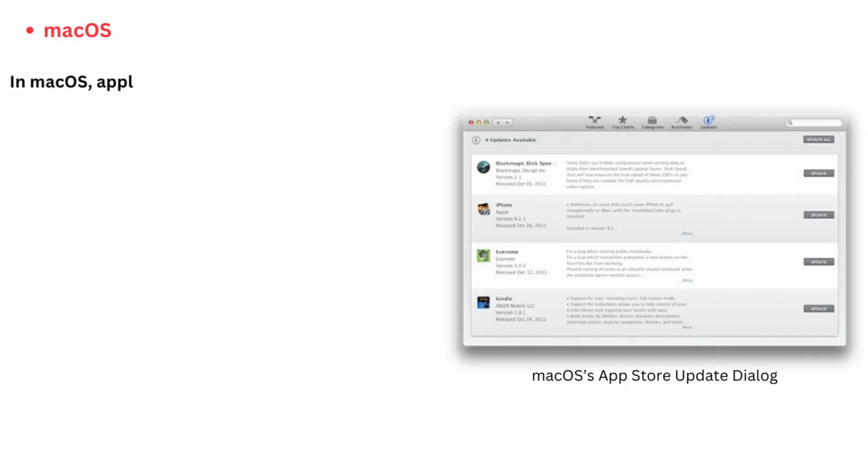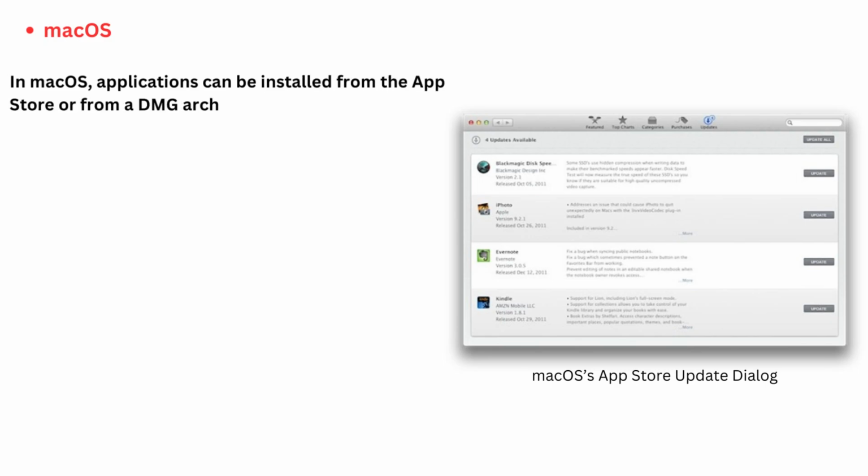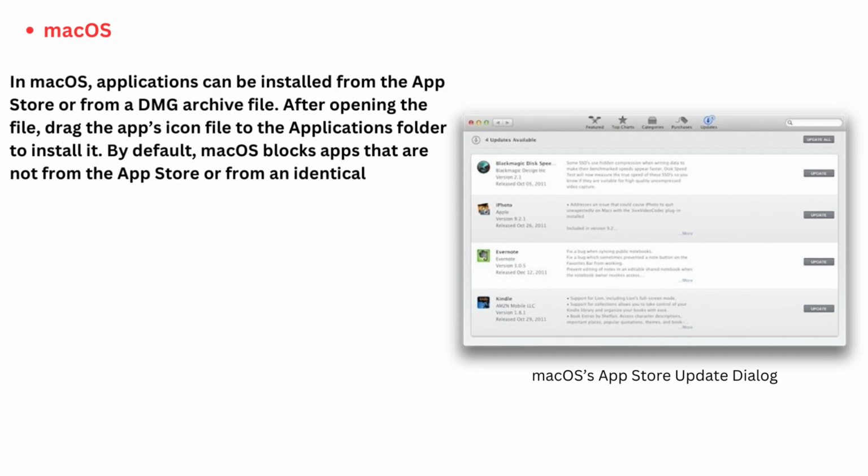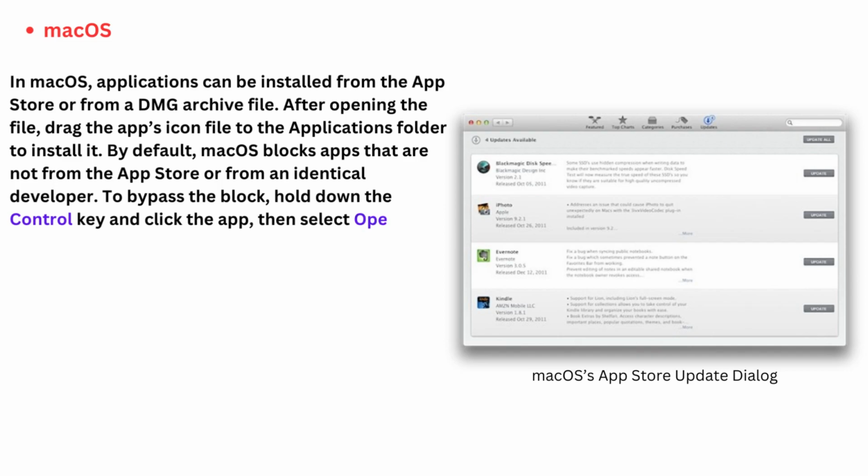macOS. In macOS, applications can be installed from the App Store or from a DMG archive file. After opening the file, drag the app's icon to the Applications folder to install it. By default, macOS blocks apps that are not from the App Store or from an identified developer. To bypass the block, hold down the Control key and click the app, then select Open.